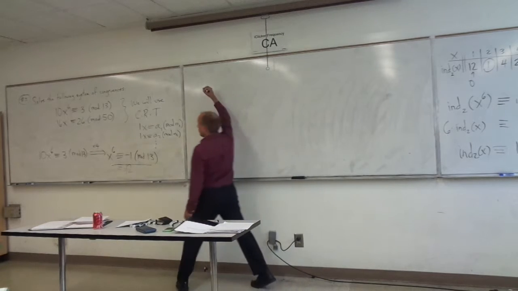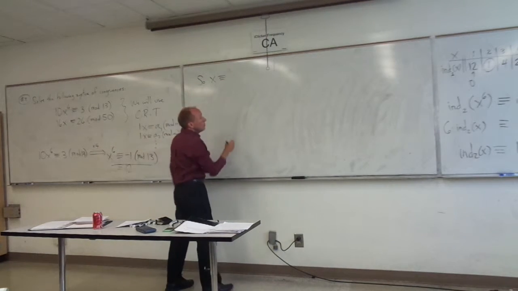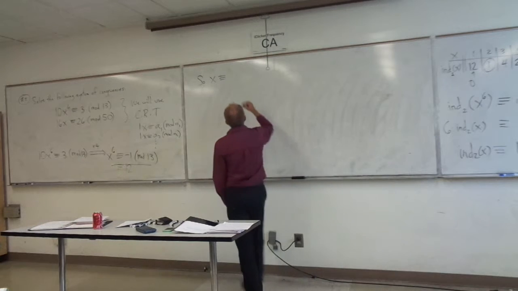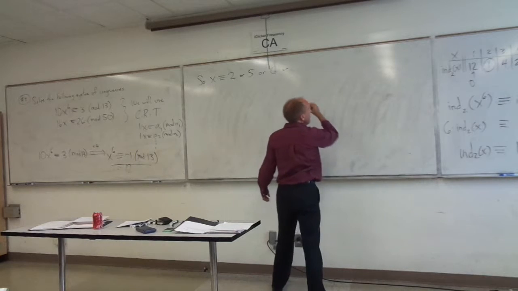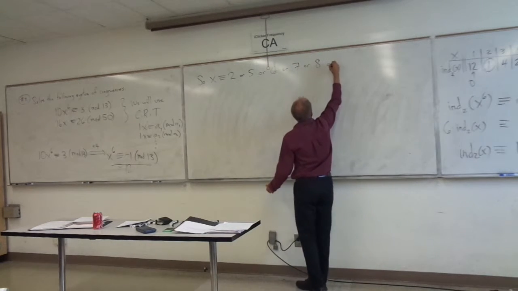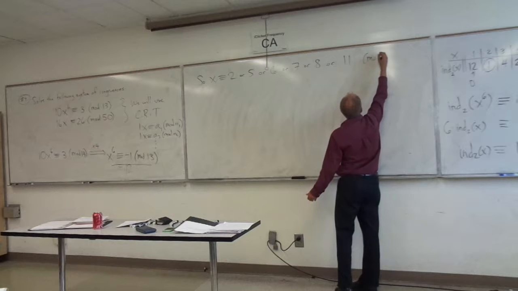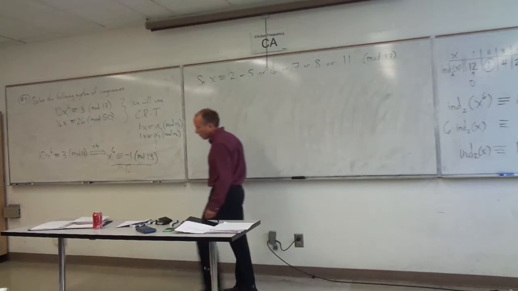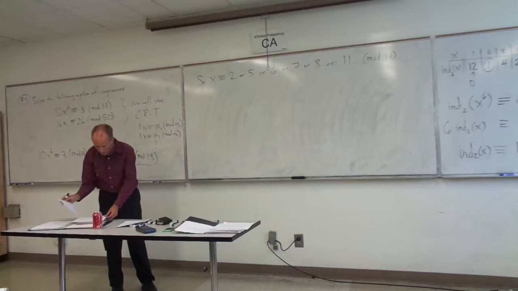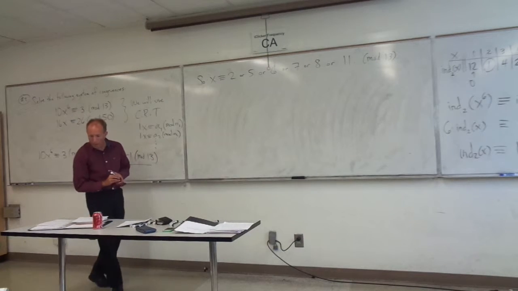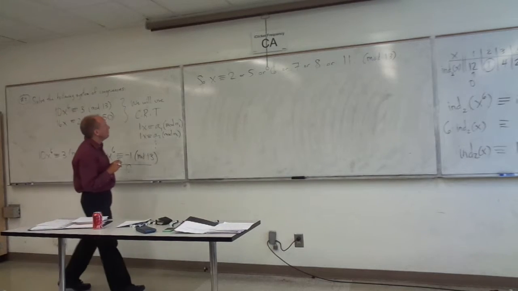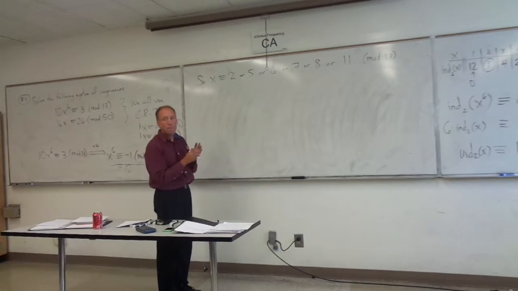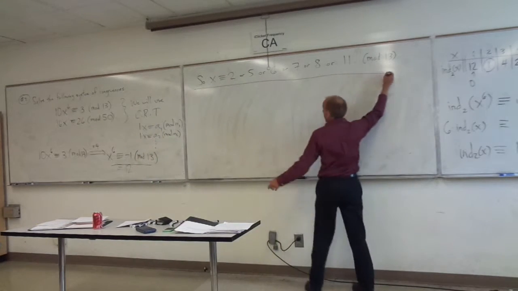Okay, so x is congruent to either 2, or 5, or 6, or 7, or 8, or 11 in mod 13. Okay. So there are a lot of options here. A lot of options so far. Okay, so far so good. That's the simplification of the first congruence.